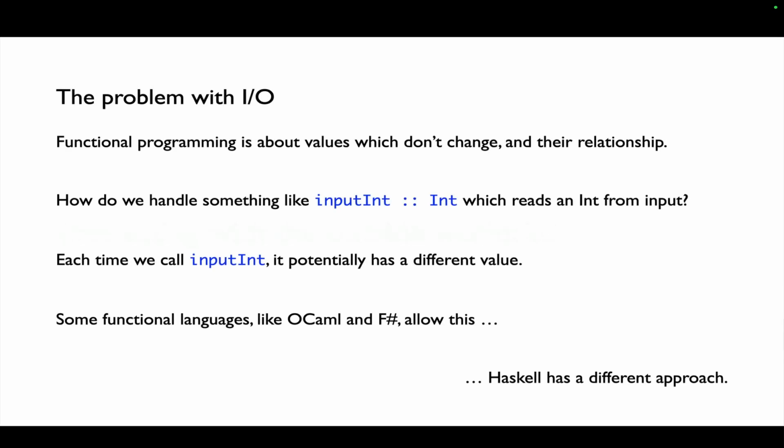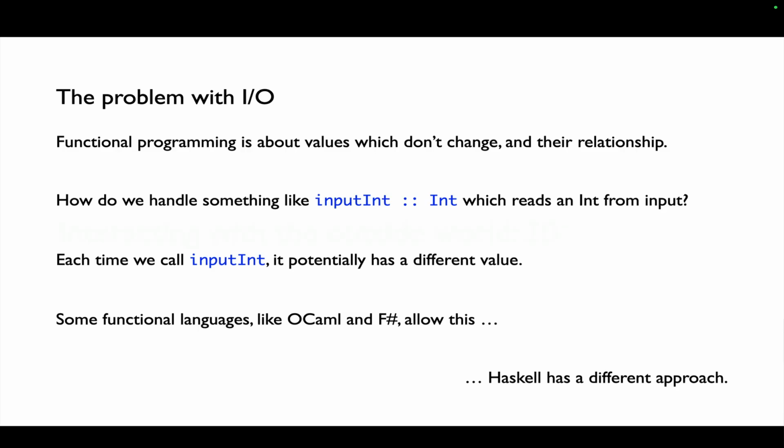Now the problem with I/O is that pure functional programming is about values which don't change and their relationship. So if I say that n equals 4, then n will remain equal to 4. What do we do with something like a value like input int, which reads an int from input? Every time we call it, potentially has a different value. Now some functional languages can accommodate this. OCaml and F# can, for example. But Haskell doesn't have that approach. It doesn't allow you to have things whose value change.